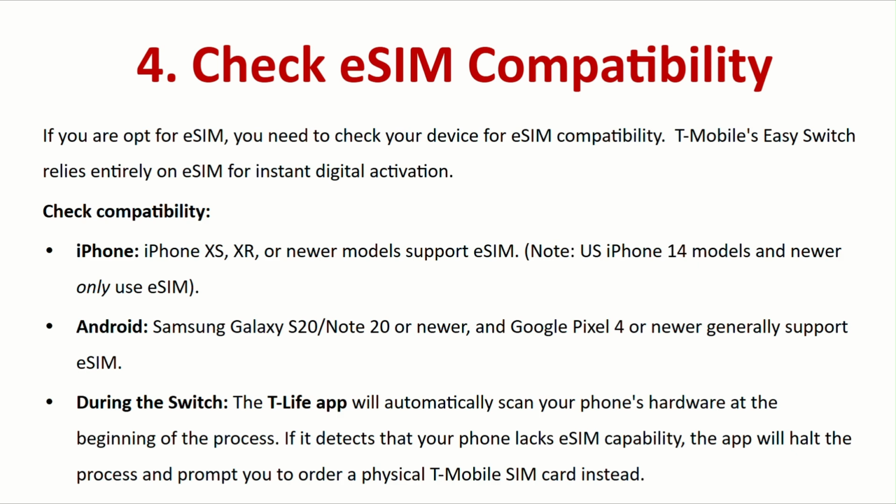Check eSIM compatibility. To check the compatibility on iPhone, iPhone XS, XR, or newer models support eSIM. Note, US iPhone 14 models and newer only use eSIM. Android, Samsung Galaxy S20/Note 20 or newer, and Google Pixel 4 or newer generally support eSIM. During the switch, the T-Life app will automatically scan your phone's hardware at the beginning of the process. If it detects that your phone lacks eSIM capability, the app will halt the process and prompt you to order a physical T-Mobile SIM card instead.